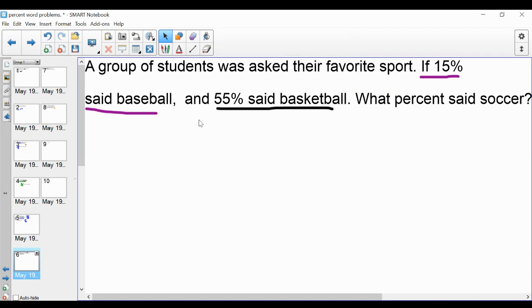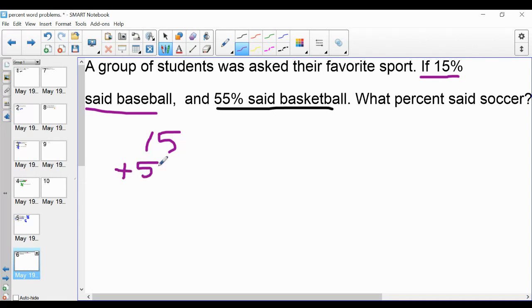What percent said soccer? So we have 15% said baseball, 55% said basketball, and what percent said soccer? So we'll try the other method there where we add them together. So 15 plus 55, 0, carry my 1, 5, 6, 7. So we add them together, and then we subtract from 100.